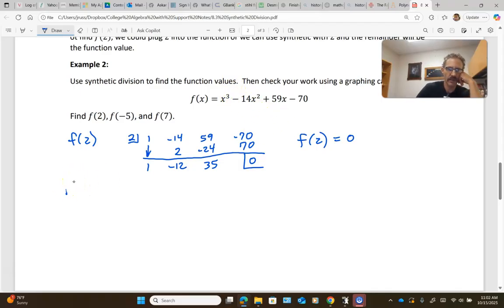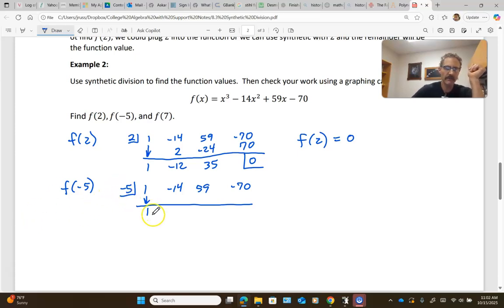Alright, now let's evaluate the function when x is negative 5. So, I do it the same way, using synthetic division. Okay, drop down my 1. Negative 5 times 1 is negative 5. Negative 14 plus negative 5 is negative 19. Negative 5 times negative 19 is actually 95.